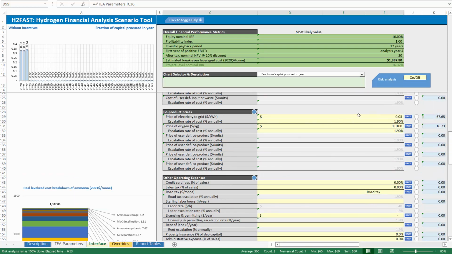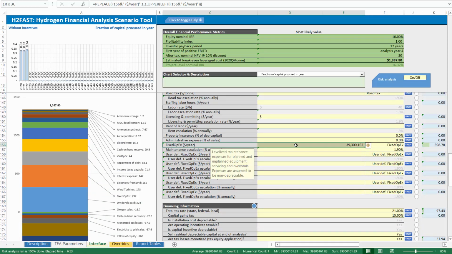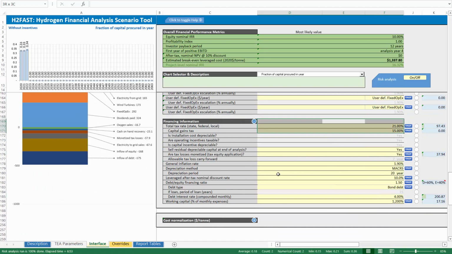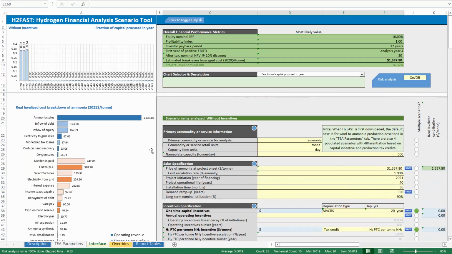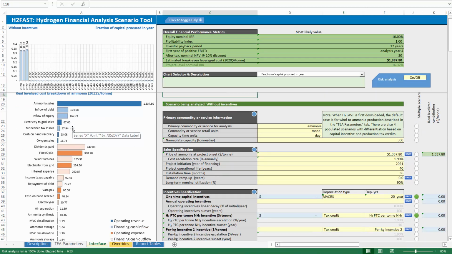In terms of co-product value, we happen to assume that electricity sold to the grid would be valued at 3 cents per kilowatt hour. For the price of oxygen, we used $10 per thousand kilograms, or $10 per ton. And then you can see the fixed Opex assumption and financing specifications. So in terms of the hub level performance, you can see a breakdown of which parameters are important and which parameters are less important in terms of cash flow.